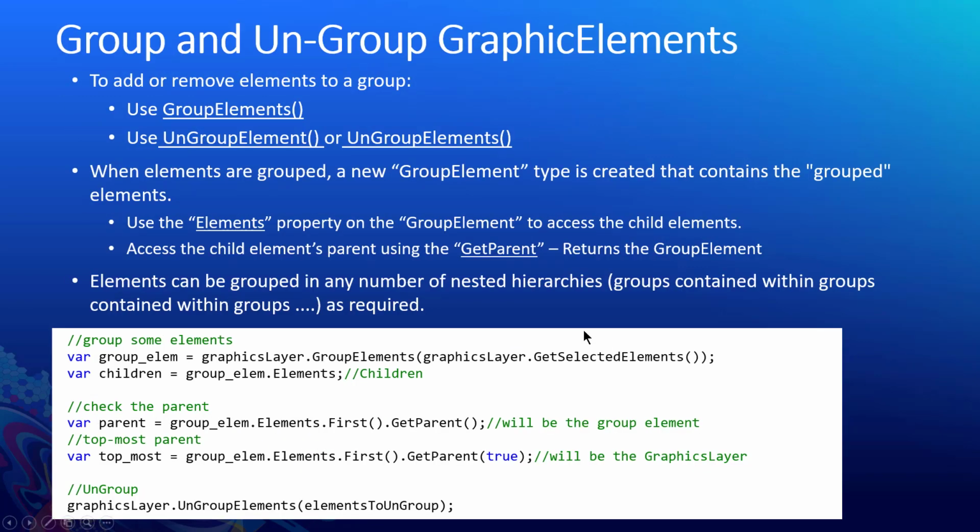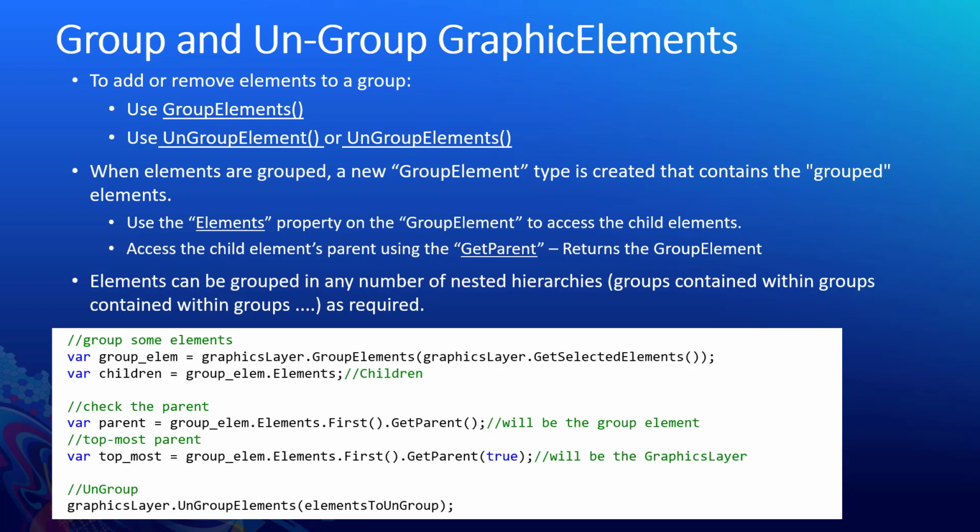Graphic elements can be grouped and ungrouped using the Pro SDK. Use the group elements method to group elements and use the ungroup elements method to ungroup the elements. When you group elements, you get a new group element object. This group element will contain the children elements in the group. Access the children of the group element using the elements property. Access the child element's parent using the getParent method. This will return the group element.